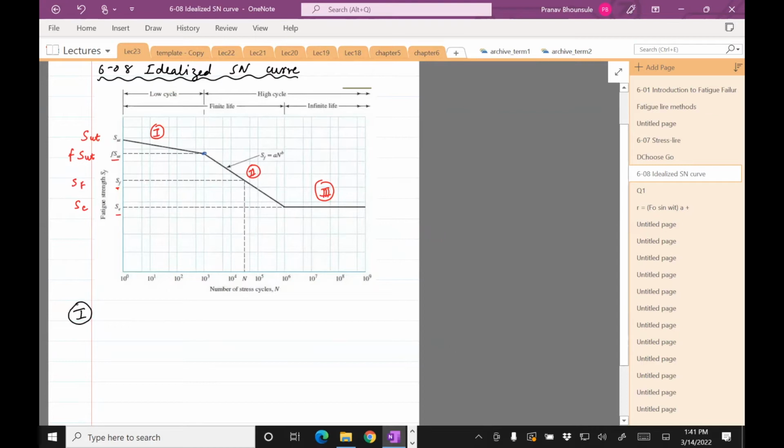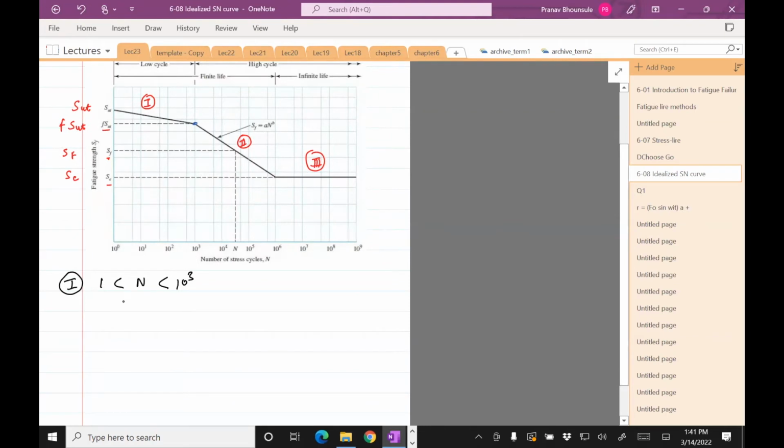Okay, so region 1 is the region from 1 cycle to 1000, or 10 raised to 3. This is when the strength goes from SUT, which is the strength at 10 raised to 0 or 1 cycle, to F times SUT. So what's F? I would say it's like a fudge factor, which basically accounts for the fact that the strength is not going to be constant, but it's going to decrease.